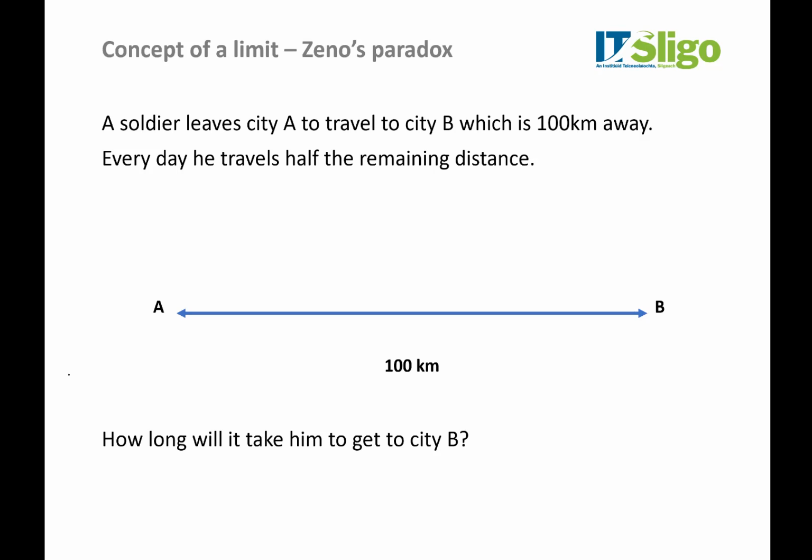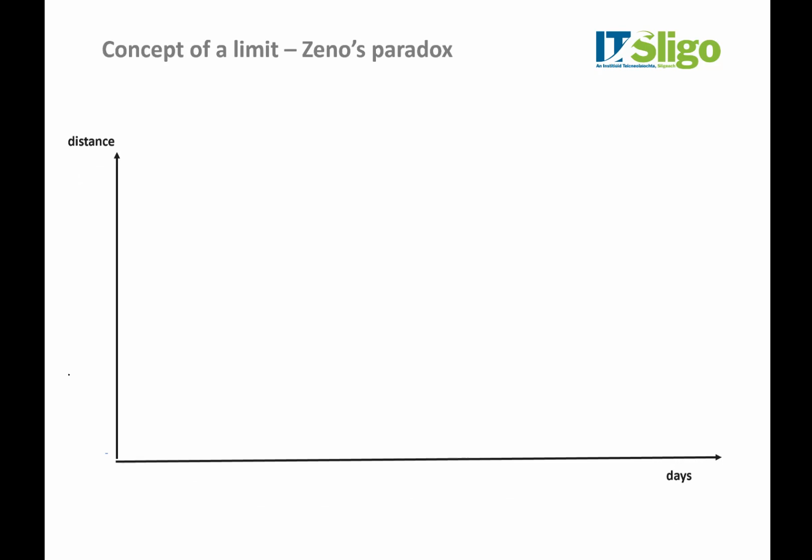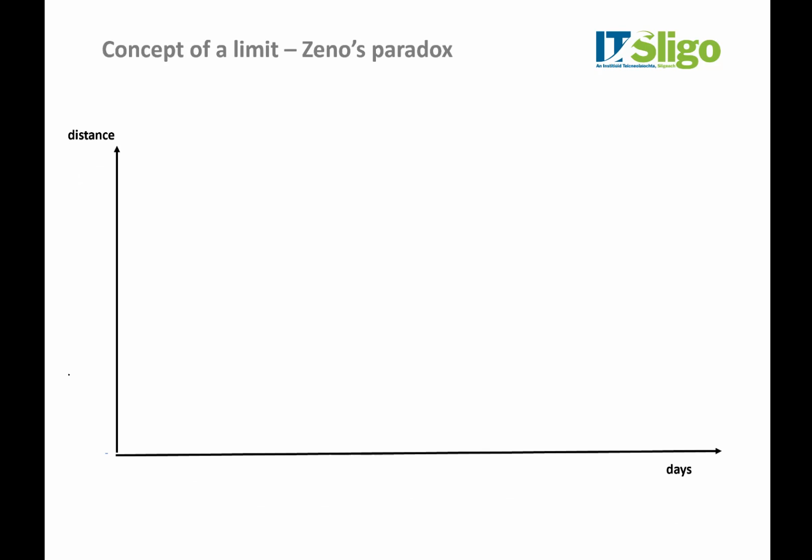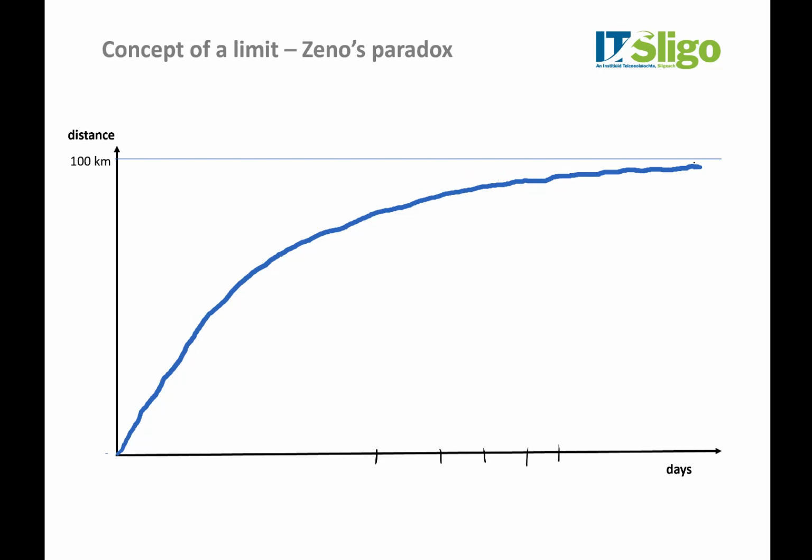If we try and represent this mathematically, we start to define what's known as a limit. So this is his journey now. It's a bit roughly drawn out, but essentially, as time goes by, he gets closer and closer to a fixed value, which in this case is 100 kilometers. So as time goes by, this thick line will get closer and closer to 100 kilometers, but he'll never get there. So we would say in this case that 100 kilometers is the limit of this function.